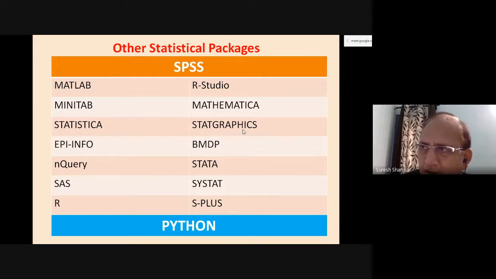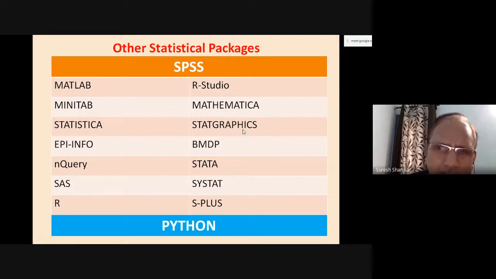BMDP is called biomedical data processing, which is used for biomedical experiments. Stata is used by economics people for growth rates and other things, economic growth rate, or everything is available in Stata also. SysStat, as I mentioned, is available for data mining.